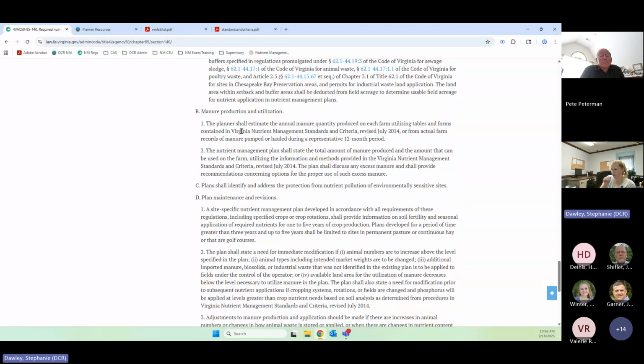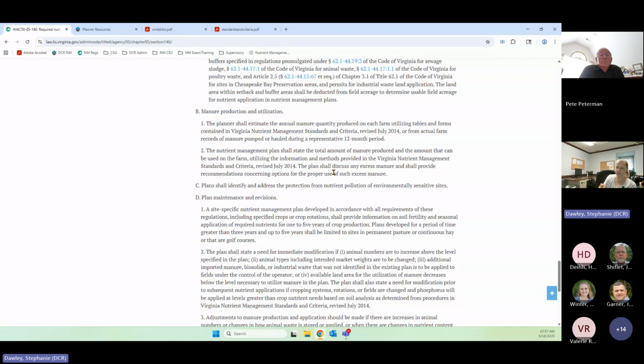And our very last section here, manure production and utilization. The planner is going to estimate the annual manure quantity produced on the farm. So that's where getting accurate numbers from the farmer on animals, not just animals, but animal weight, is also pretty needed. And then you shall state the total amount of manure produced and then what can be used on the farm.